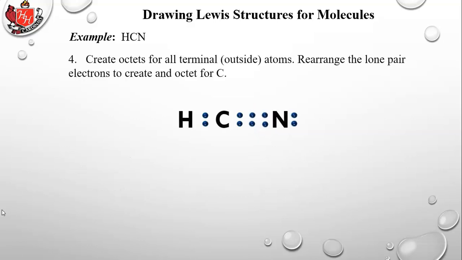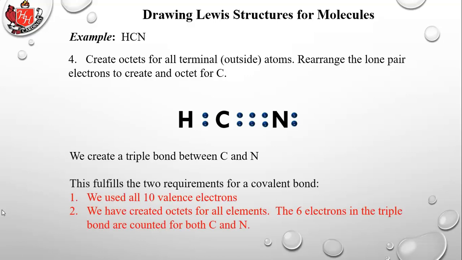So here we go. And that's how you do that. So we moved 2 of the lone pairs that were around nitrogen, moved them in between carbon and nitrogen. Now all of the atoms have an octet, and we've used the 10 electrons. So we create a triple bond between carbon and nitrogen. This fulfills the 2 requirements for a covalent bond. We have used all 10 valence electrons, and we have created octets for all elements. The 6 electrons in the triple bond are counted for both carbon and nitrogen. Those 6 in between the C and the N count for both of those atoms.